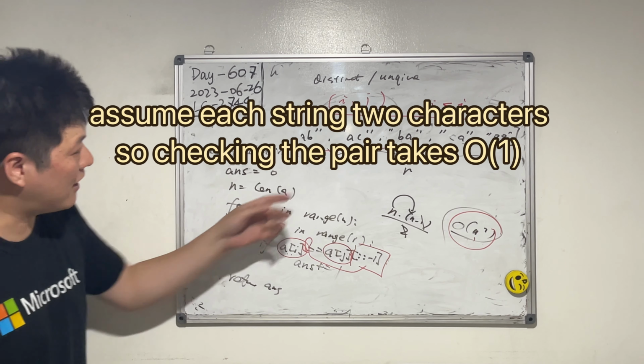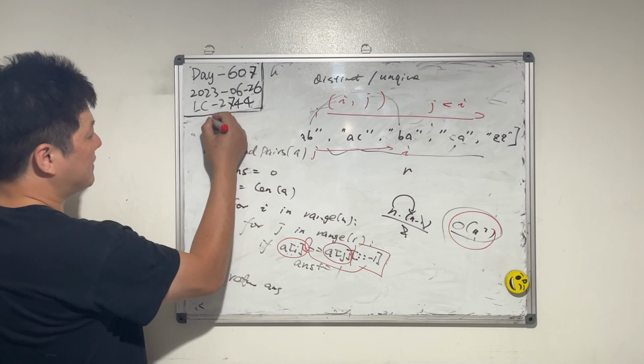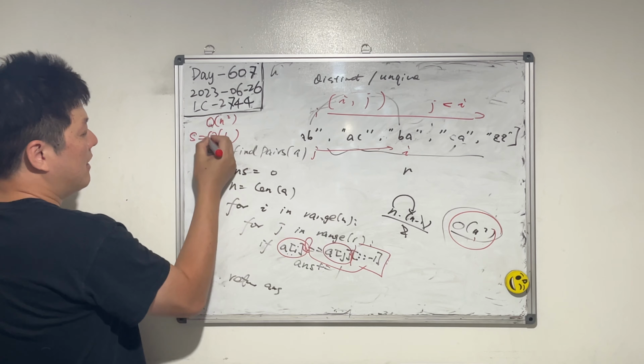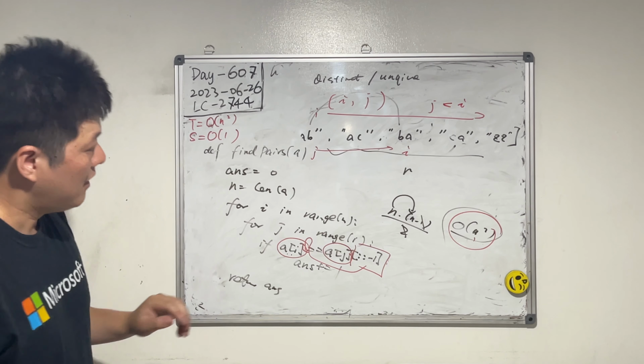O(n) squared. Finding the pairs is O(n) squared. The space complexity is O(1). So remember, this is O(n squared) and O(1). This is space, this is time, okay?